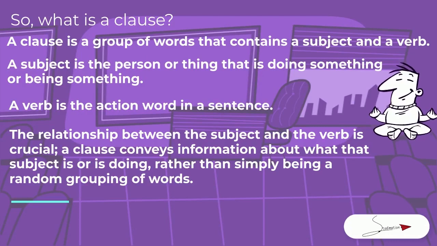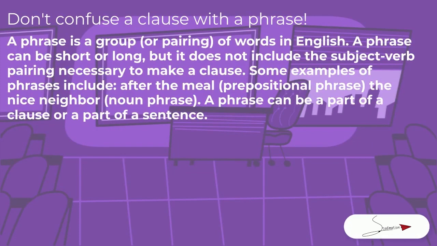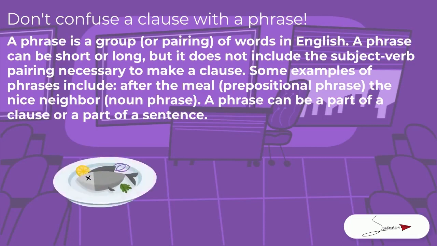A clause conveys information about what that subject is or is doing, rather than simply being a random grouping of words. Don't confuse a clause with a phrase. A phrase is a group or pairing of words in English. A phrase can be short or long, but it does not include the subject-verb pairing necessary to make a clause. Some examples of phrases include after the meal, which is a prepositional phrase, and the nice neighbor, which is a noun phrase. A phrase can be a part of a clause or a part of a sentence.